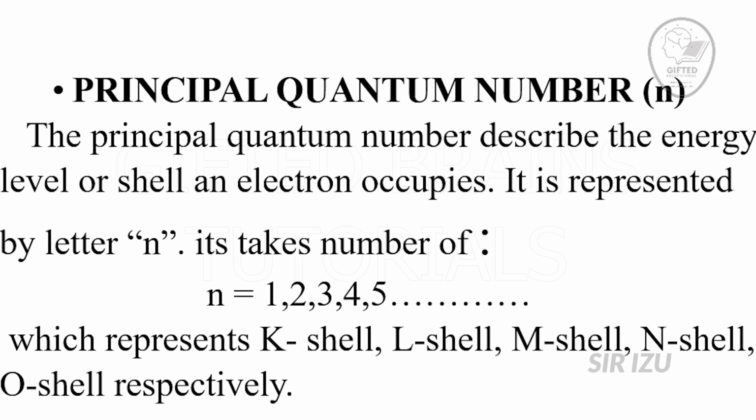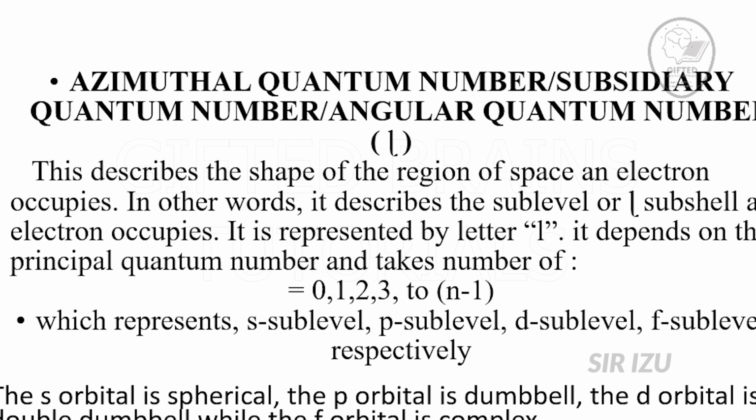And now, when I say n, which is what the principal quantum number is represented with, when I say n equals 1, I'm talking about the K shell. If I say n equals 2, I'm talking about the L shell. If I say n equals 3, I'm talking about the M shell. On and on. Okay, now we move to the next quantum number, which is the azimuthal quantum number.